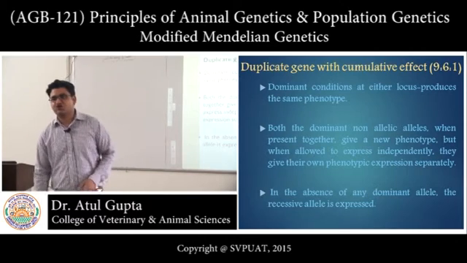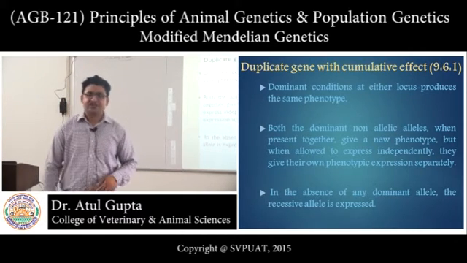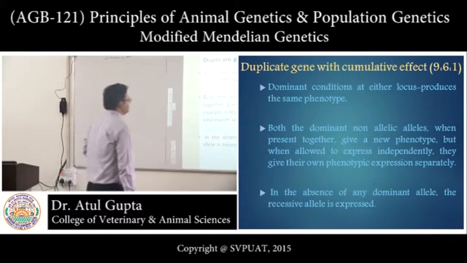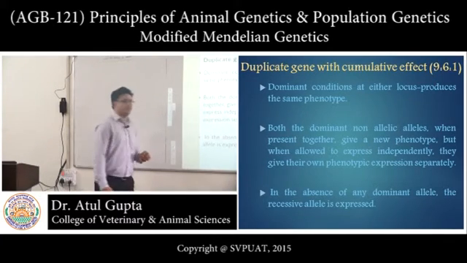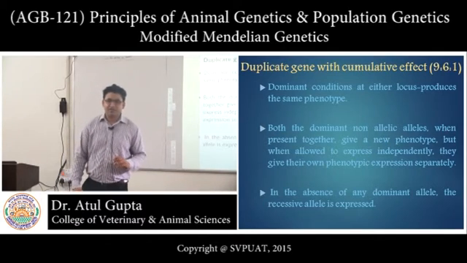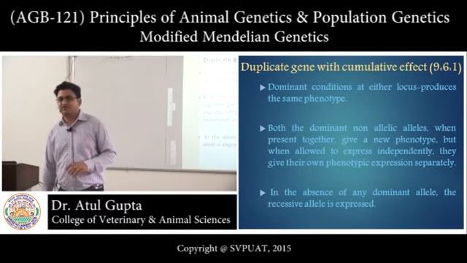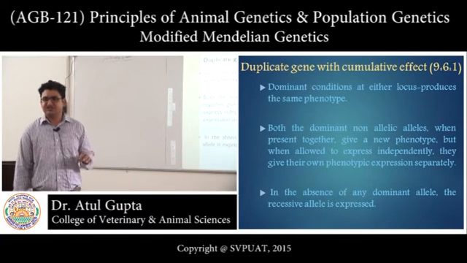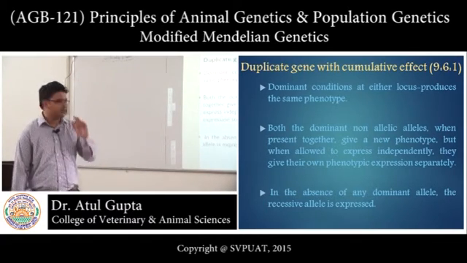Here we will have a ratio of 9:6:1 instead of 9:3:3:1. Dominant condition at either locus produces the same phenotype. That is, the dominant alleles of either gene will produce the same phenotype.